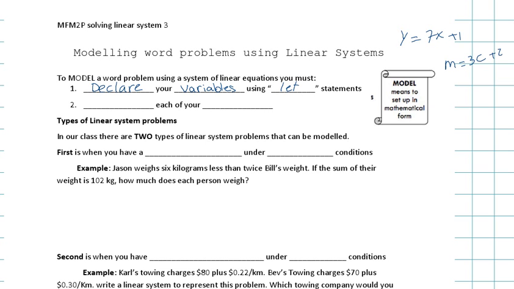Create each of your equations. So after you do your let statement, you're gonna create each of your equations. How many equations are you gonna have? It's a linear system. How many equations are you going to have? Two. How many letters are you going to have? Two. Okay? It's going to be 2 letters, 2 equations.